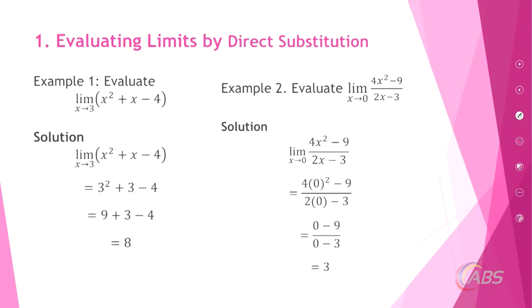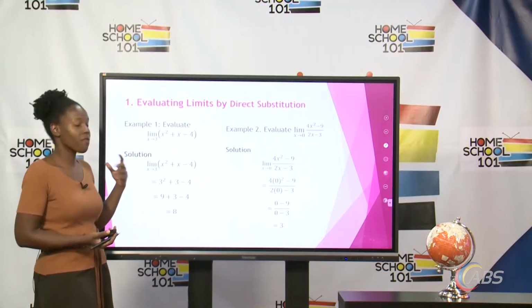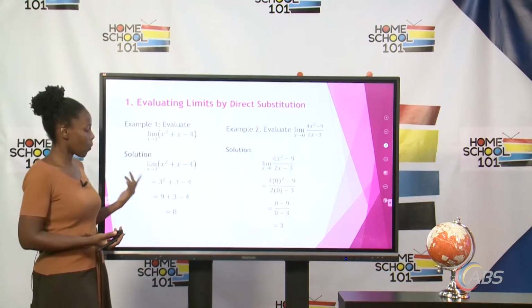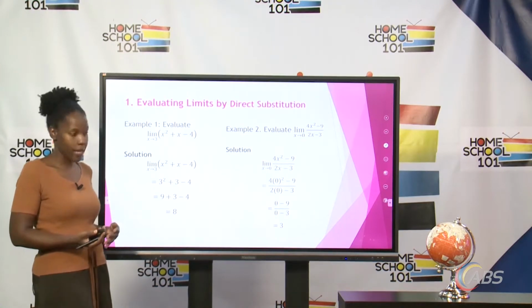Alright, so we will look at evaluating limits by direct substitution. So I have 2 examples here and we will go through. For the first example, it states evaluate the limit of x squared plus x minus 4 as x tends to 3. Because we're using the method of direct substitution, what it means is that we will substitute x for 3 into the function. So it becomes 3 squared plus 3 minus 4, and that gives me a value of 8.